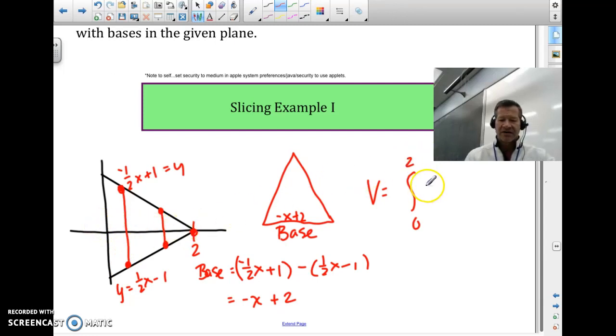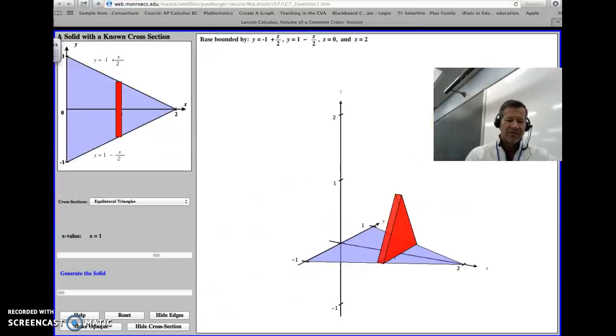So what we're basically going to do is integrate the cross-sectional area times, if you look at my picture here, let's see if this will work now. If you look at my little picture here, this thing has a little thickness to it, right? So the area of the triangle times the thickness, which we call dx. Let's see if I can move this along now.